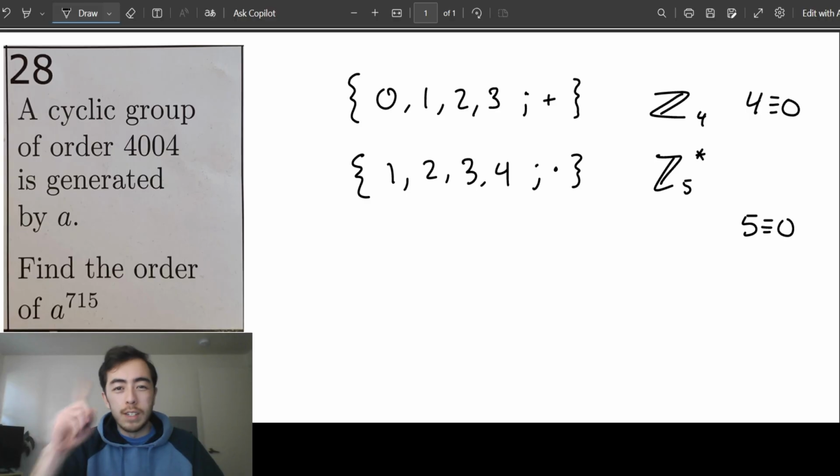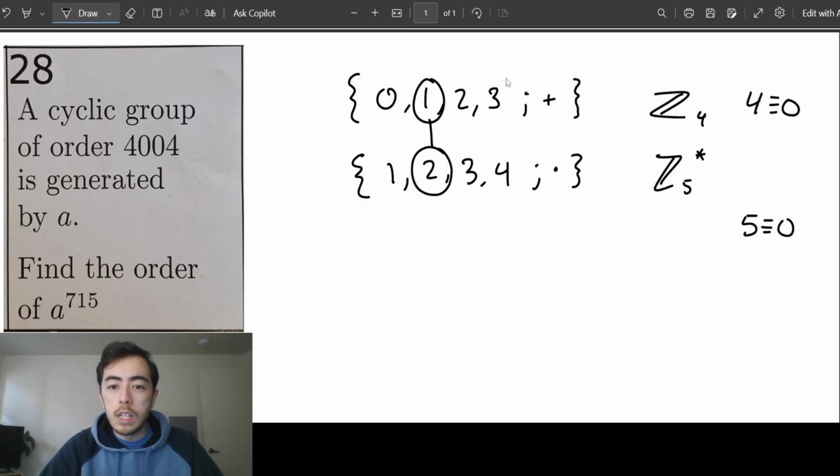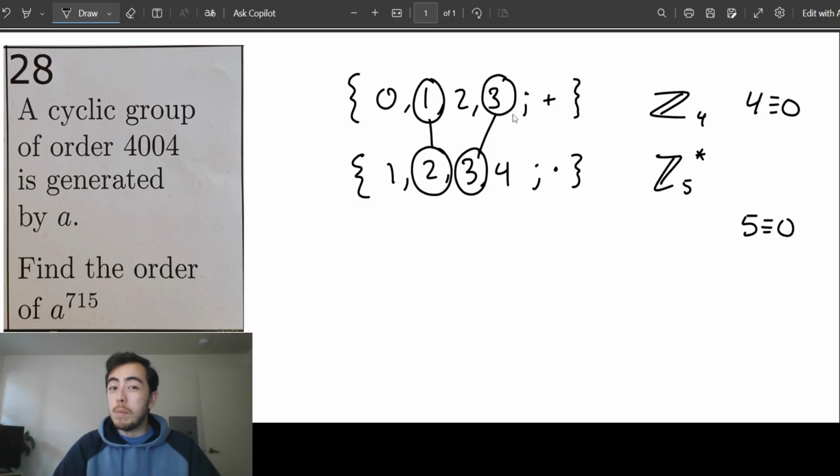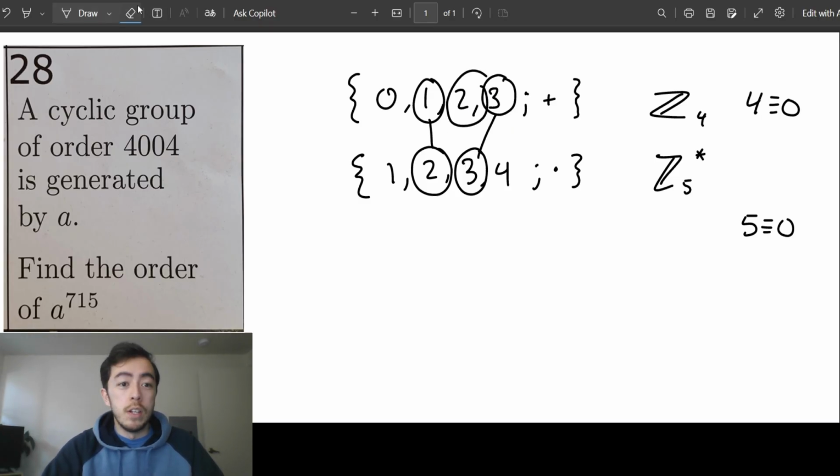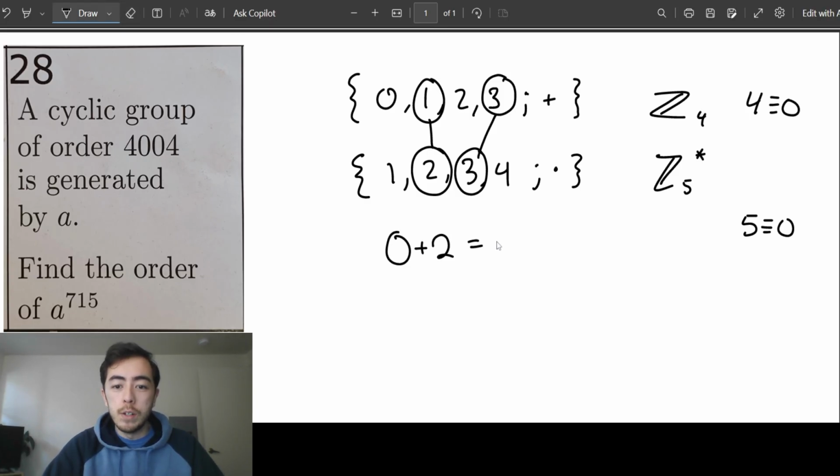One thing that we could do to test this out is that 2 is a generator, and we saw that 1 is a generator. I think 3 and 3 are both going to be generators as well. Maybe you could try that out yourself. But I think 2 is going to be not a generator in our first group, right? Because if we start with the identity, add 2, we get 2. Add 2 again, we're going to get back to 0.